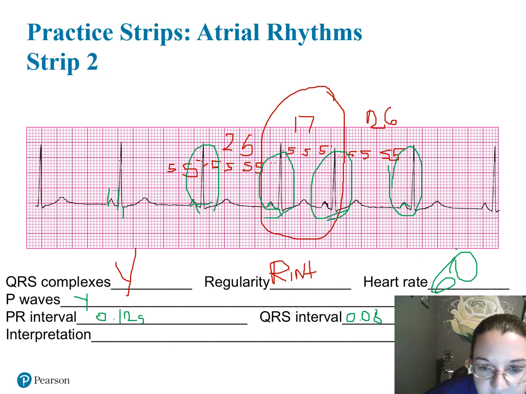So now we need to interpret it. Remember, this is seconds. I'm regular but interrupted. My heart rate is 60. My PR interval is within limits. And my QRS is within limits. Everything is normal except for I am interrupted. So this would be a PAC, premature atrial complex, and it's going to be conducted because we see a QRS.